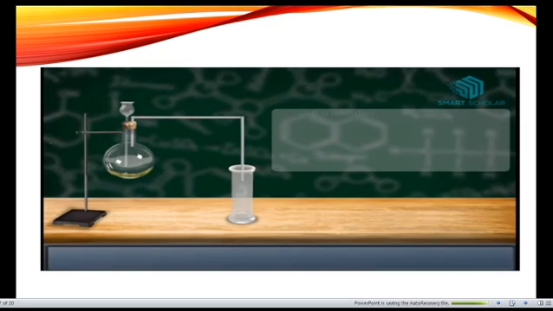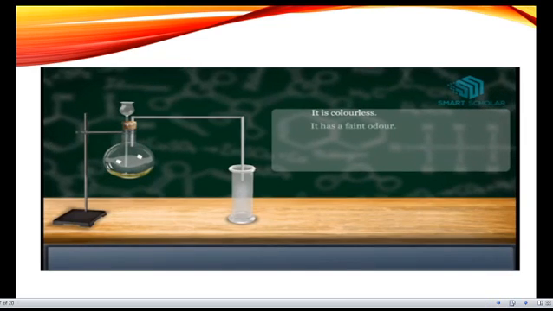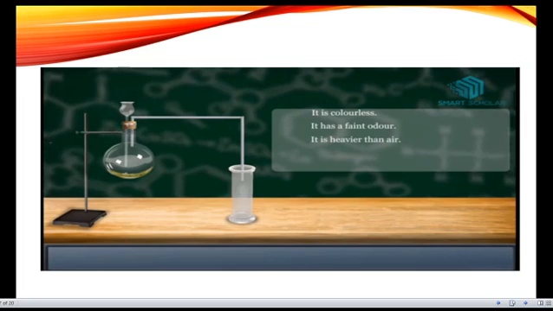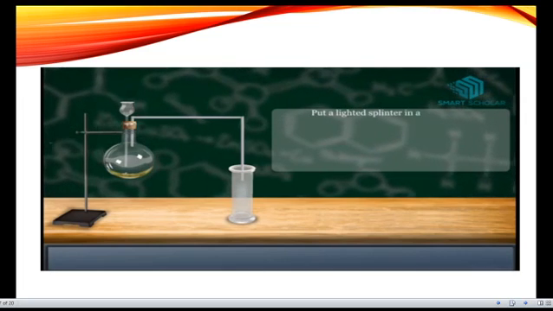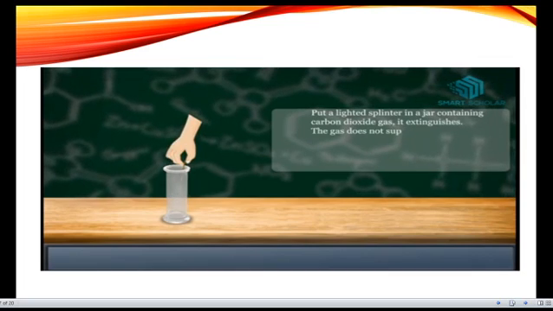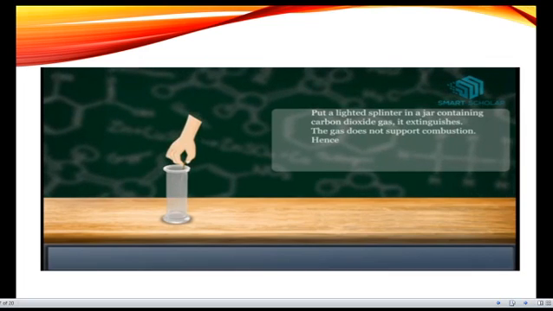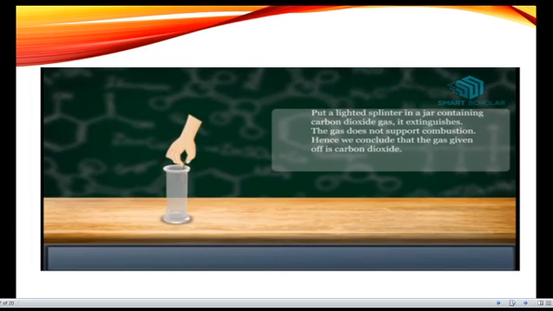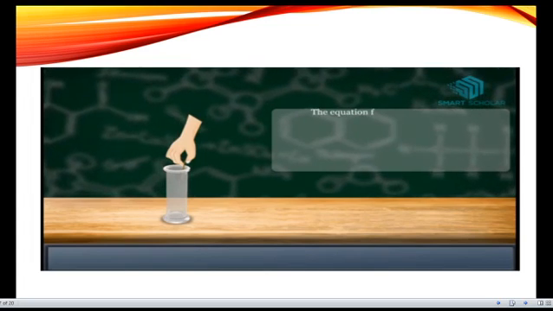So it is colorless and it has a very faint odor, in the sense they don't have an odor. And if you put a lighted splinter, it puts off the fire. So from this we conclude that the gas is carbon dioxide gas. So that's why it extinguishes the fire.